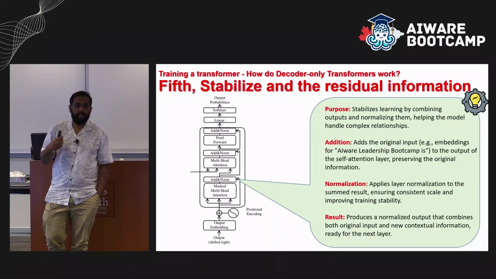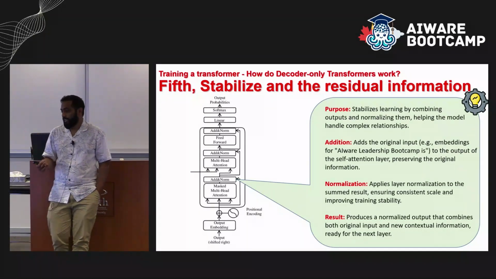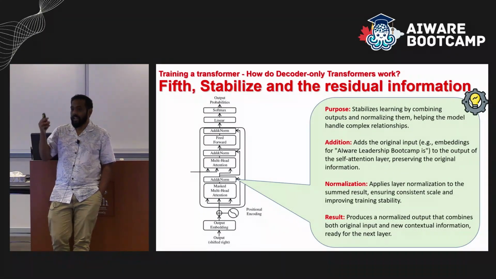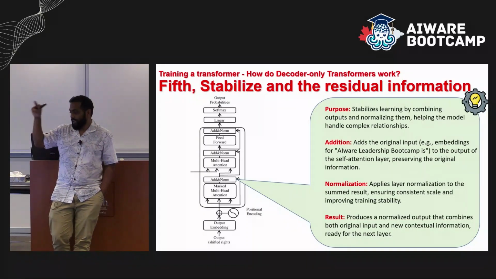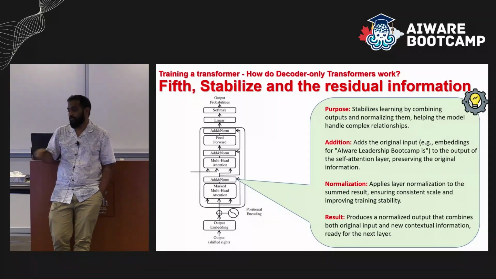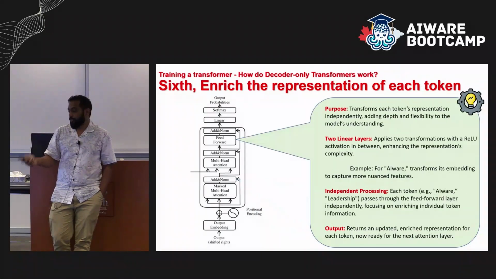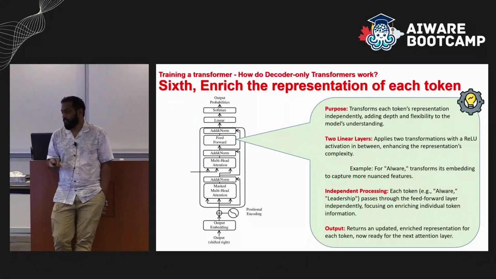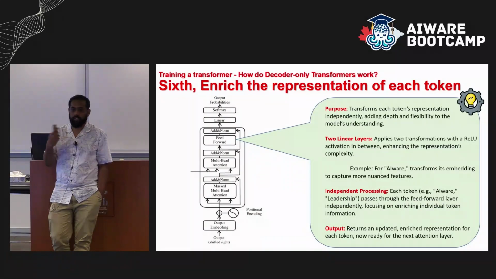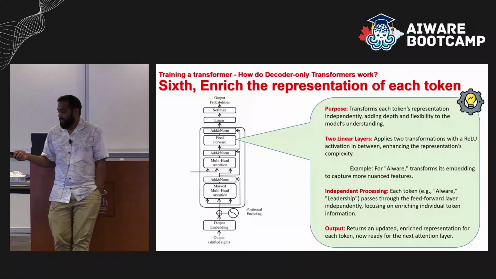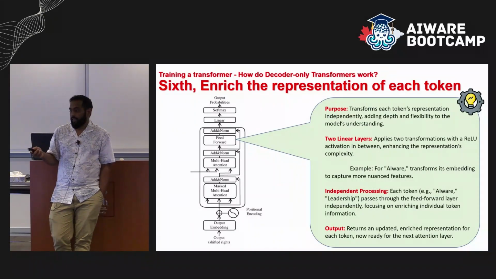And once these multi-head attention scores are available, we add the original input along with the attention output, and then we normalize it using a softmax so that it is consistent. And this can now be fed to the next layer. The next layer is a traditional feed-forward layer with two linear layers where ReLU activation is used. Each layer is independently processed, and once again it's normalized.